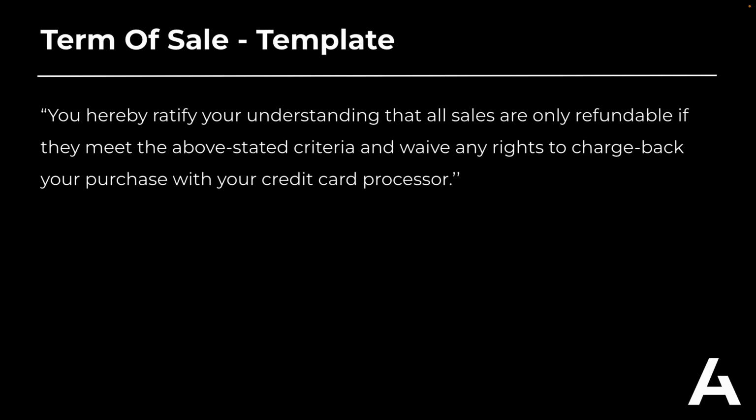You also want to include a term of sale. So you essentially want to include a little paragraph in your contract saying you hereby ratify your understanding that all sales are only refundable if they meet the above stated criteria, and we have any rights to charge back your purchase with your credit card processor. The reason you include this is because if the client tries to be sneaky or sly and they didn't meet the refund criteria, but they try and get away with it anyway or process a chargeback, you have yourself fully covered on the contract by including a term of sale section just like this.